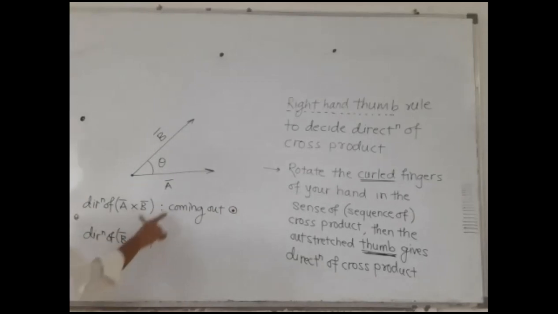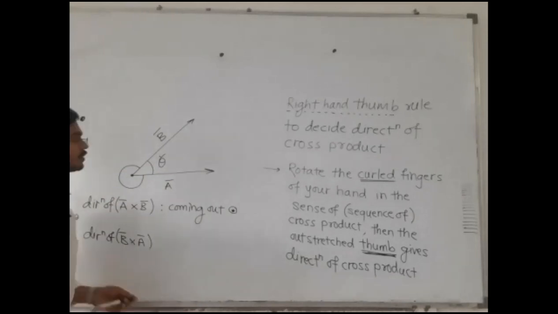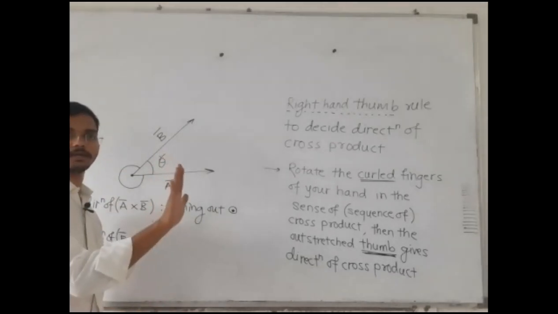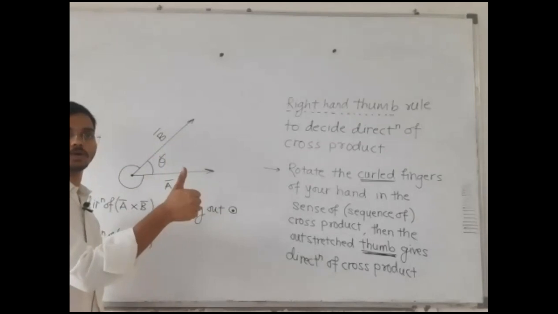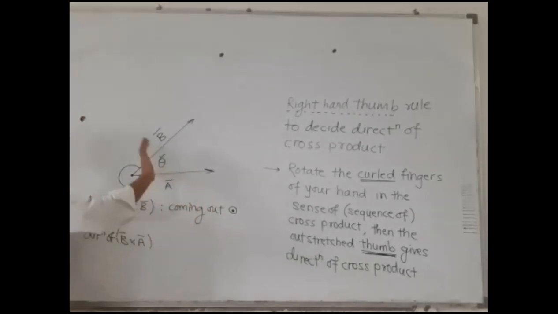Check what is the smaller angle between A bar and B bar. This is theta. Do not consider this larger angle. You have to consider smaller angle. So you will consider this angle. So now let us try to find out B bar cross A bar. You have to use your right hand. You have to curl the fingers. You have to stretch the thumb. Then the sense of rotation should be B cross A.